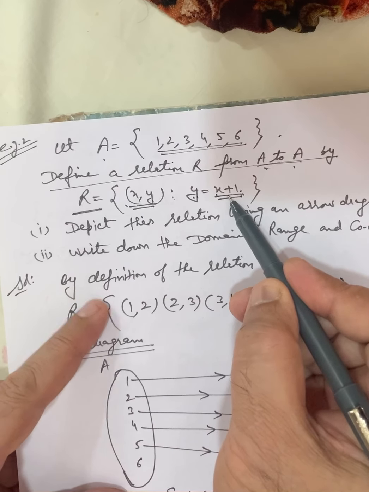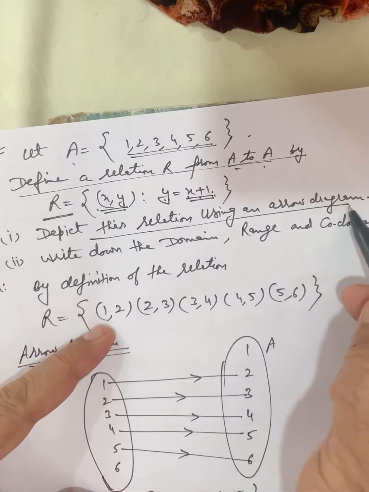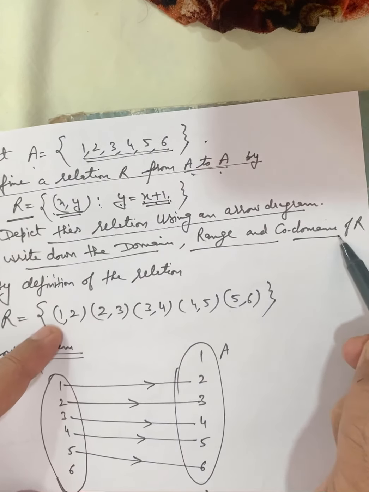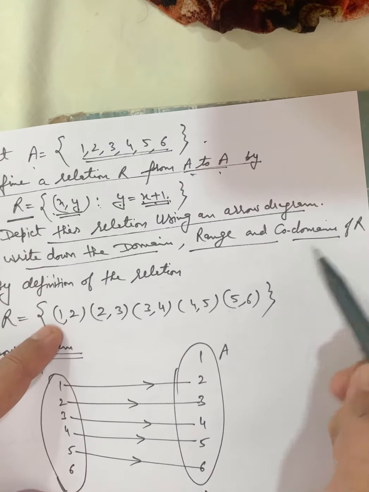That's the relation. Now we have to depict this relation using the arrow diagram, then write down the domain, range and codomain of the relation R. First of all, we convert this set builder form into roster form. So here the second element is 1 more than the first, so we write the first element of the set A, 1. So what will y be? 1 more, so we add 1, and it will be 2.